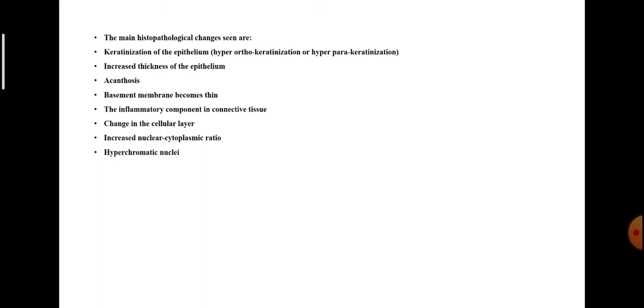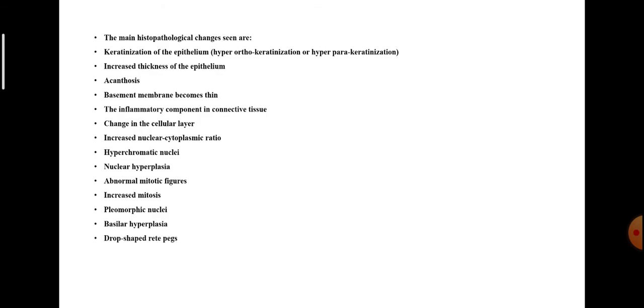The main histopathological changes seen are keratinization of the epithelium, that is hyperorthokeratinization or hyperparakeratinization, increased thickness of the epithelium, acanthosis, basement membrane becomes thin, inflammatory component in connective tissue, changes in the cellular layer, increased nuclear cytoplasmic ratio, hyperchromatic nuclei, nuclear hyperplasia, abnormal mitotic figures, increased mitosis, pleomorphic nuclei, basilar hyperplasia, drop-shaped rete pegs, loss of polarity.